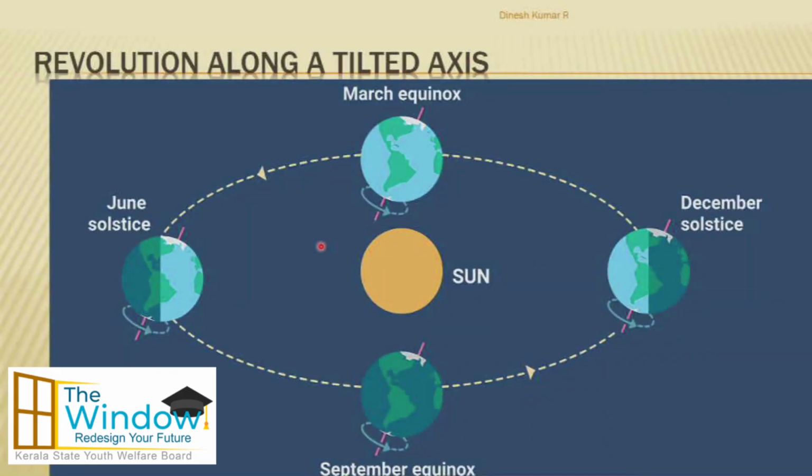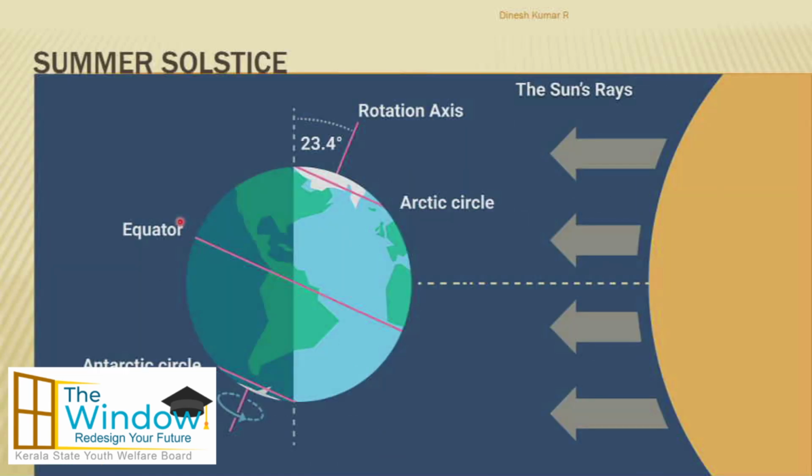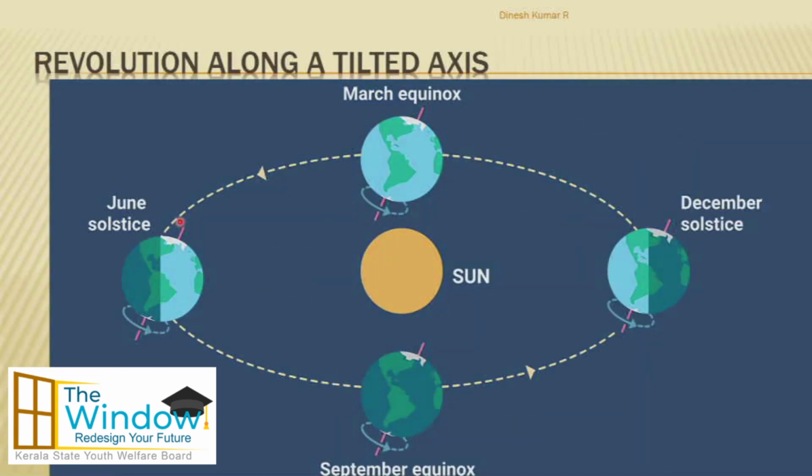So can you see, these are my 12 months. I'm starting from June here, this figure. This is the tilt here. After 6 months, the earth reaches here and it keeps on revolving around the sun. Now let us show you in more detail what happens during the month of June. Can you see, during June, the earth is tilted in such a way that the northern hemisphere is tilted towards the sun.